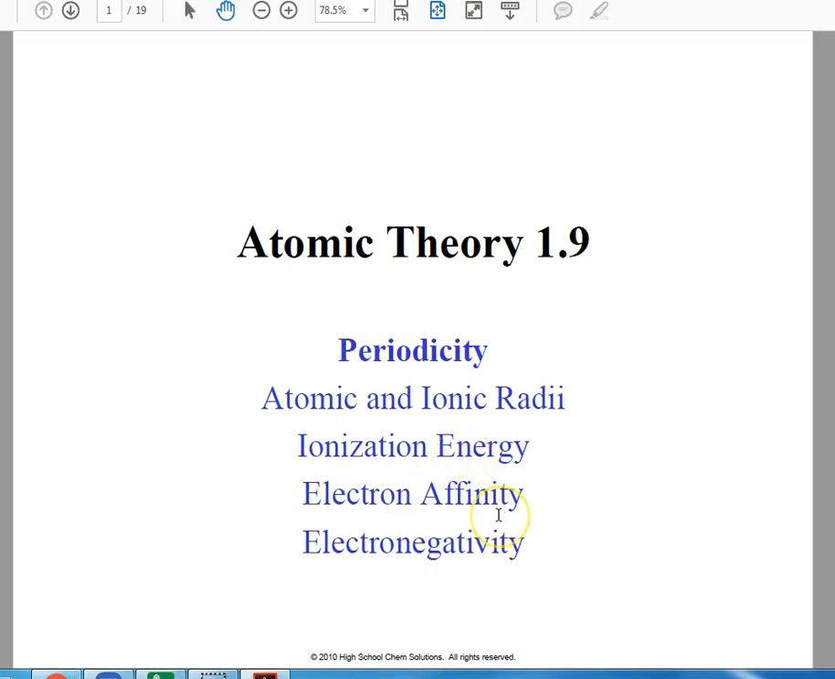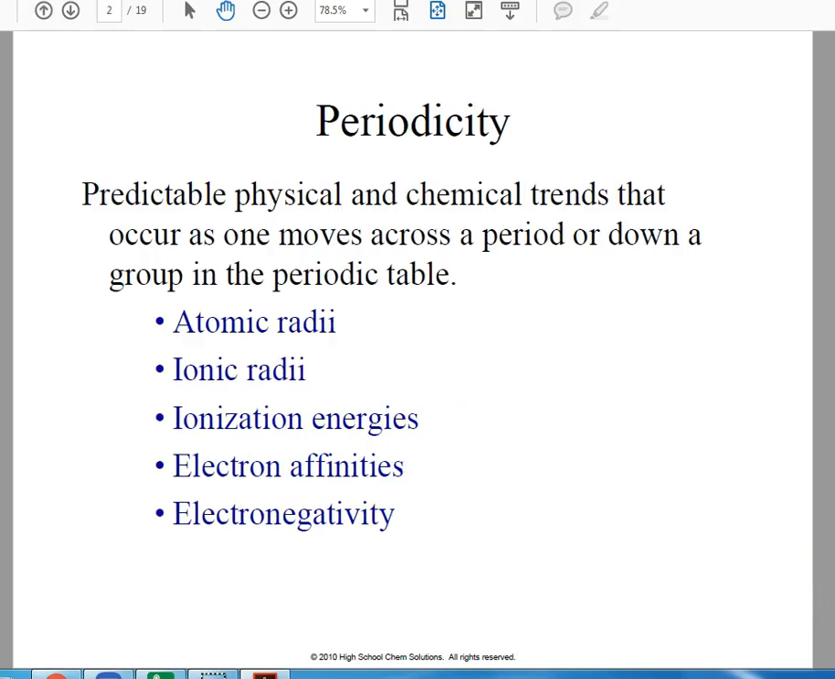In this lesson, we're going to talk about periodicity. The idea of periodicity is that on the periodic table, there are properties of the elements that can be predicted by their location on the table. So these properties change as you either go across the table or down the table in a very predictable manner. And these properties include atomic and ionic radii, ionization energy, electron affinity, and electronegativity. So we'll talk about what each of these are and then how they change as you move across the table.